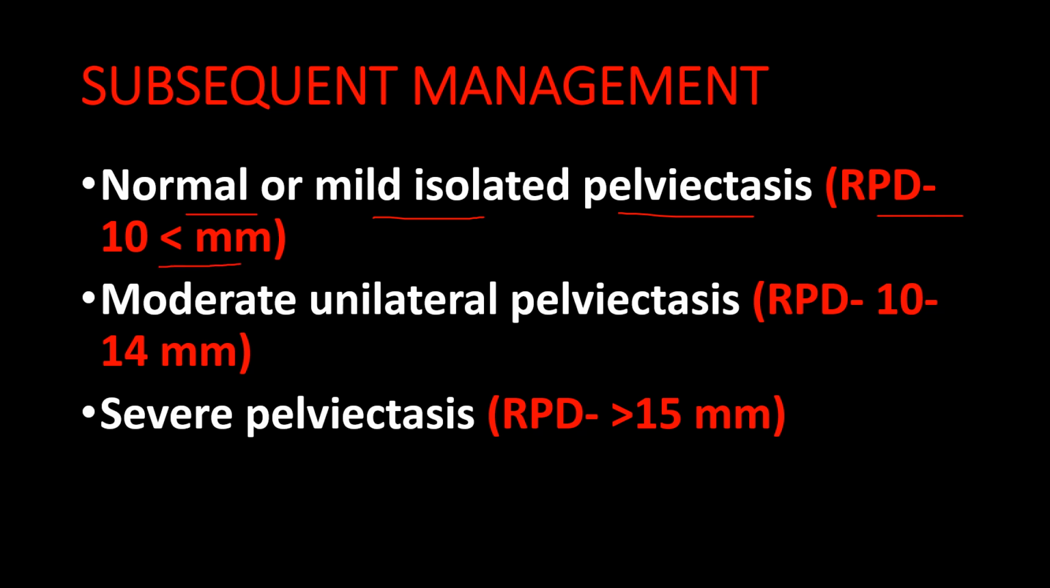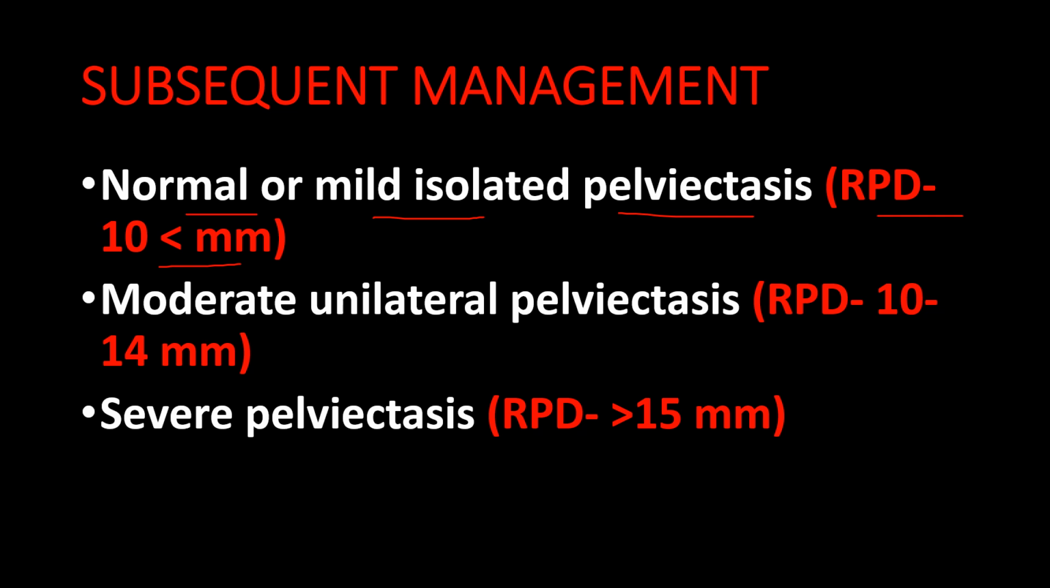So this is the mild case. You had an antenatal ultrasound scan which shows 10 mm or more, and you started antibiotics, and you repeat the KUB ultrasound after 2 to 6 weeks, a few weeks after birth. Then you find that RPD is less than 10 mm and it is isolated pelvic ectasis, which is mild. Then you should stop the antibiotic prophylaxis and repeat the scan after 6 months.